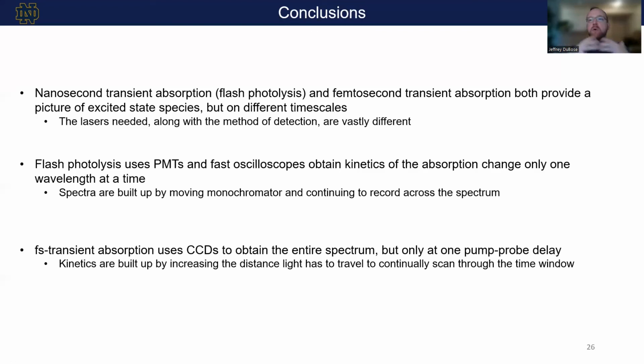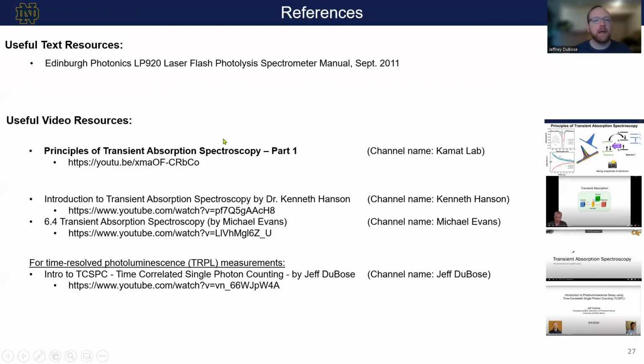So some references, if you're interested: the Edinburgh Photonics LP920 Laser Flash Photolysis Manual, this is another really good useful resource that I used. Again, I'll plug this Principles of Transient Absorption video that's posted. That gives you a lot of the basics and the fundamentals. If you're also looking for more basics, Ken Hanson at FSU has this really great introductory video on transient absorption as well. Michael Evans at Georgia Tech also has a really, really good video as well that you should look at.